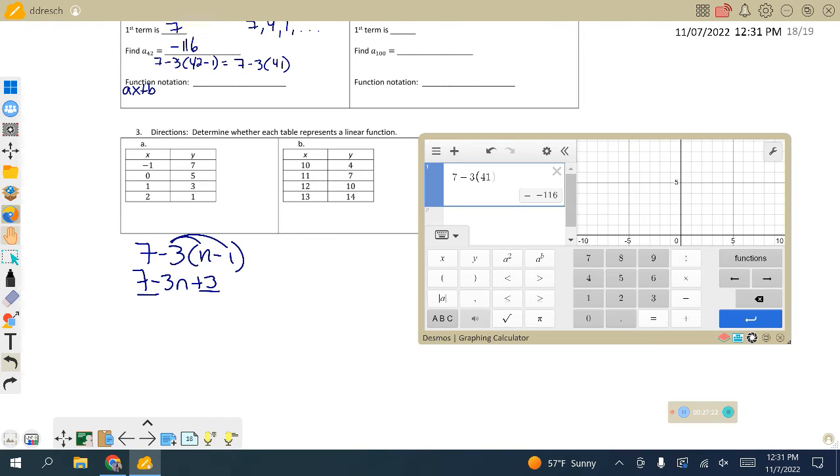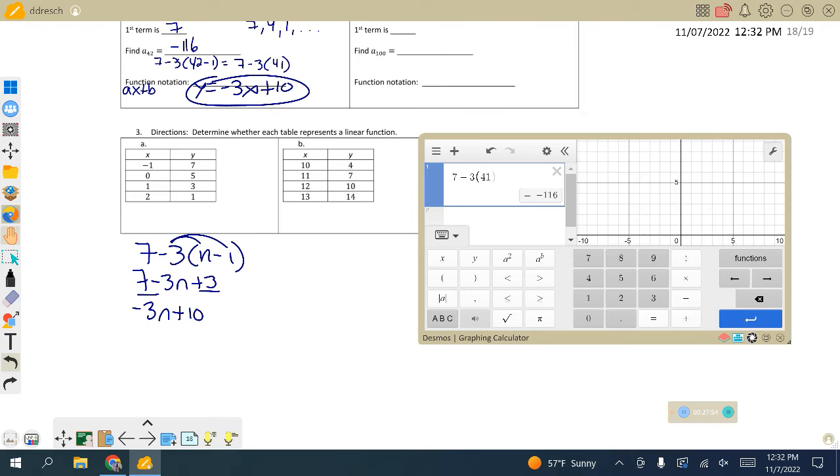So that negative 3n drops on down. And what is 7 plus 3? So in that function notation we keep talking about, y equals negative 3x plus 10. That's what I want you guys to focus on. Trying to get into that form. We're going to keep working on that this week, next week. It's not going to go away this whole school year. We're going to keep working on it. Keep changing up the viewpoint.